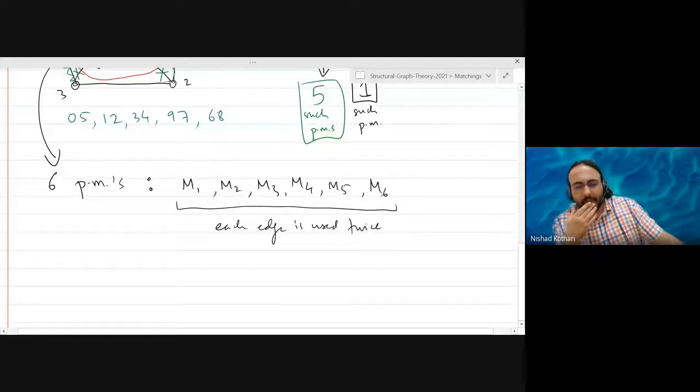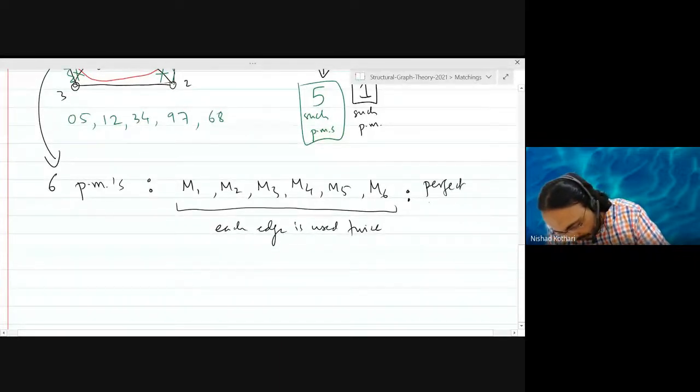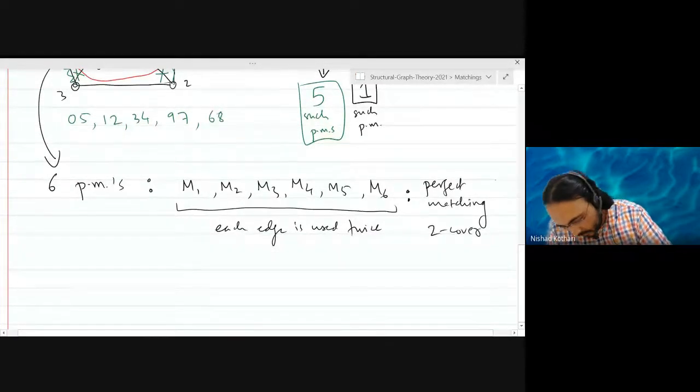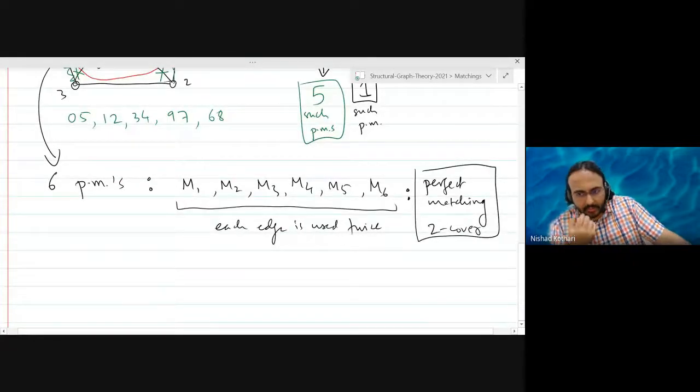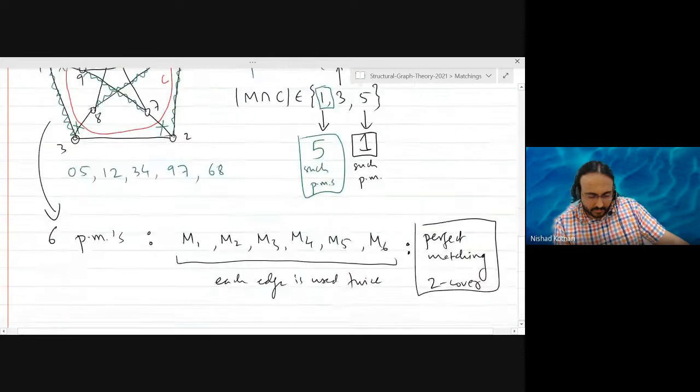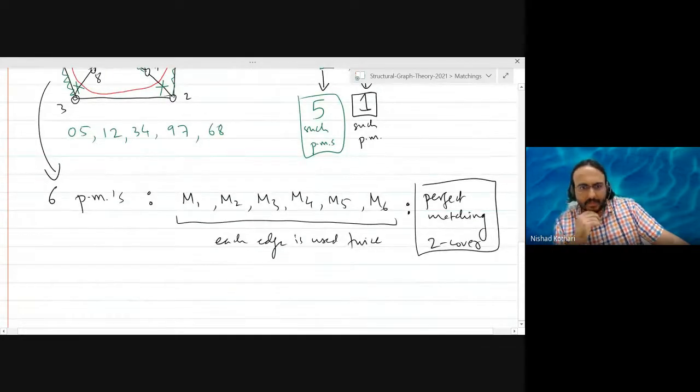So that's interesting. What does this form? This forms what we can call a perfect matching two cover. Instead of a cycle two cover, it is a perfect matching two cover. Every subgraph is a perfect matching. So we have a cubic graph that is two connected, in particular the Petersen graph, and in this example we have exactly six perfect matchings. These six perfect matchings comprise a perfect matching two cover.